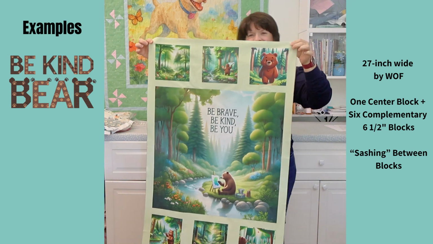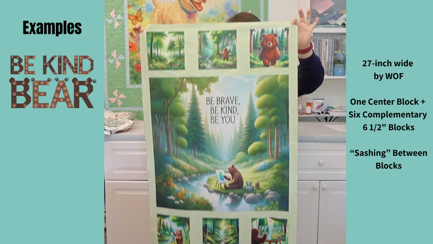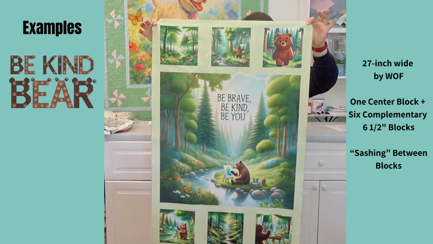Now before we jump in, let me show you a few fabric panels that I've created so you can see some of the possibilities. Now this first one is our Be Kind Bear panel. It's about 27 inches wide by width of fabric, so it fits in less than a yard. It has one center block, six 6.5 inch coordinating blocks, and even a soft background that acts like sashing to pull it all together. Add a few borders and you've got a perfect quilt.